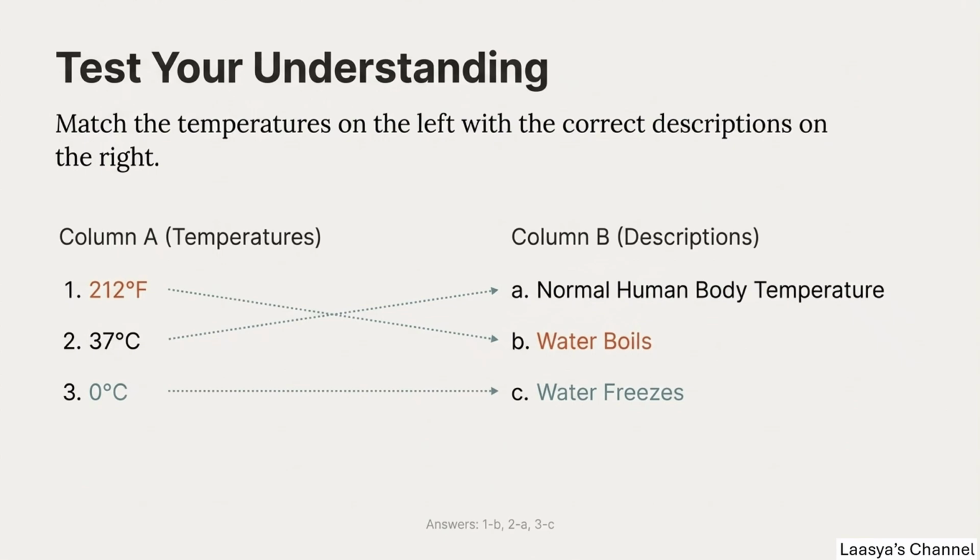Next, test your understanding. Match the temperature on the left with the correct description on the right. Temperatures are given; you have to match them. 212 degree Fahrenheit means water boils. In degree Celsius it is 100 degree Celsius. 37 degree Celsius means our normal human body temperature. 0 degree Celsius means water freezes. When water freezes, it is 0 degree Celsius. Understood, no, children?